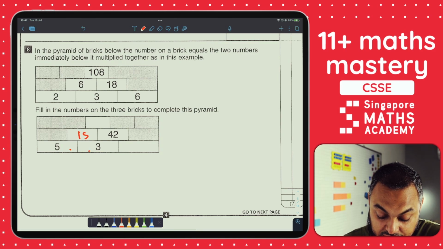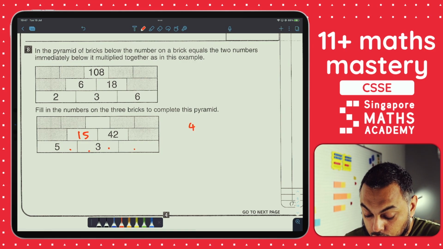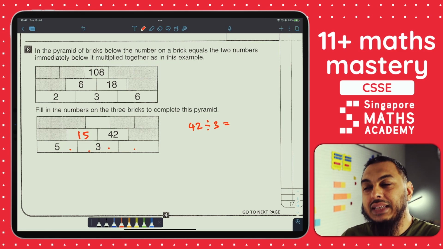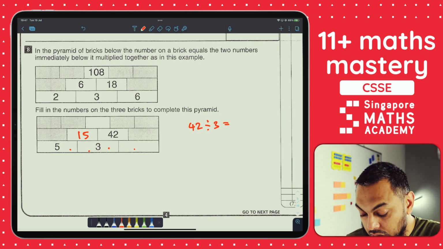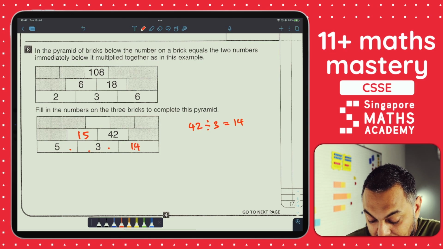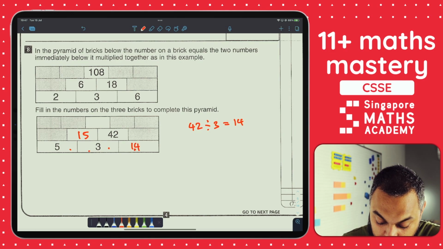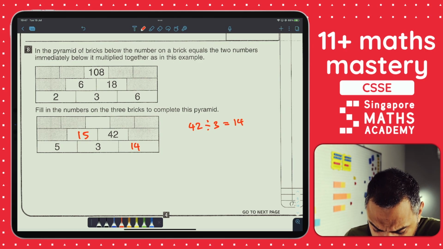So I'll write 15 here. And I've got 3 times something equals 42. So I have to do 42 divided by 3. 30 divided by 3 is 10. 12 divided by 3 is 4. So that's going to be 14. So 14 times, not 1.4. So let me get rid of that. 14 times 3, it's going to be 42.